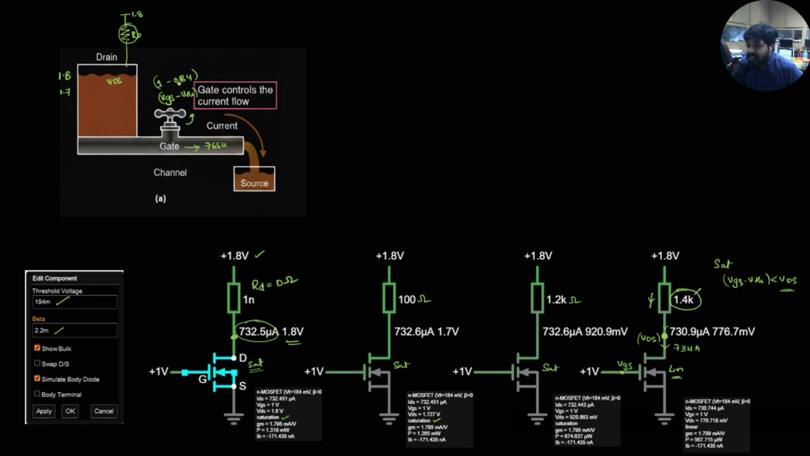VGS minus VTH is 1 minus 0.184, which is around 816 millivolts. So this is nothing but VGS minus VTH, and this will be the level. My water level across the water tank should be more than this. If it is more than this, the transistor will be in saturation. If it comes below, it will go into the linear region.